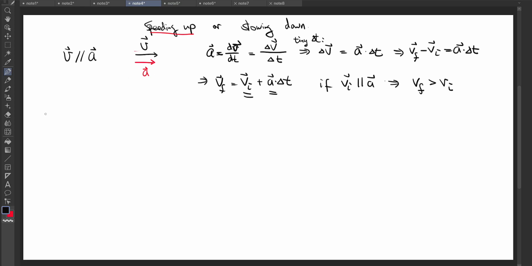Okay. Now slowing down, as you probably guessed, they will be in the opposite direction. So I'm going to call it anti-parallel to A. Now reflected in the diagram, let's say here is V, then A is the opposite. Now according to that, this final V will be less than initial V's magnitude. So that's why it's the slowing down.